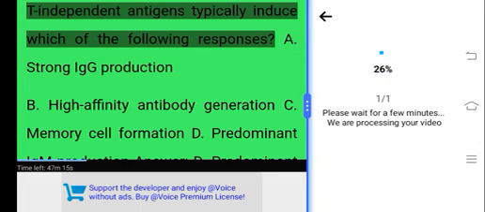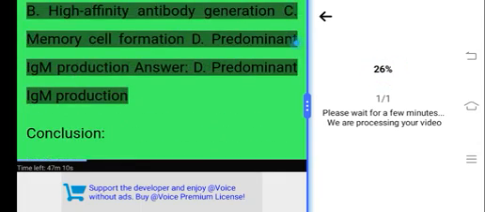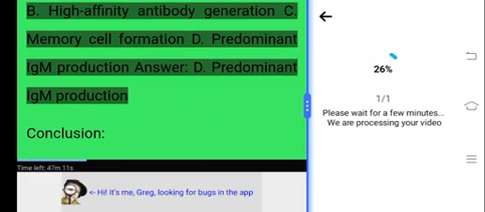T-independent antigens typically induce which of the following responses? A, strong IgG production. B, high affinity antibody generation. C, memory cell formation. D, predominant IgM production. Answer: D, predominant IgM production.